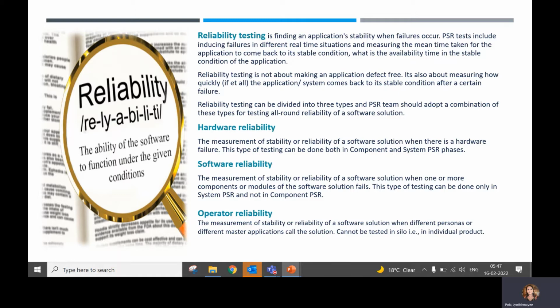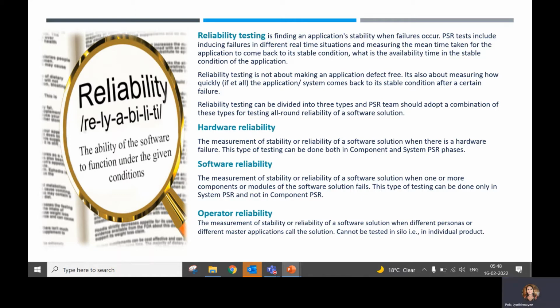Hardware reliability can be tested at both the component and system PSR phases. In the component PSR phase, the reliability of the component is measured when the hardware fails and it bounces back. It can be put on a load balancer and one of the master nodes can be pulled down. If the standby node comes up, how many errors does the component throw? What kind of data loss does the component have? Is the CPU increasing or is the memory increasing? If it is increasing, by how much percentage and how much time does it take to come back to normal again?